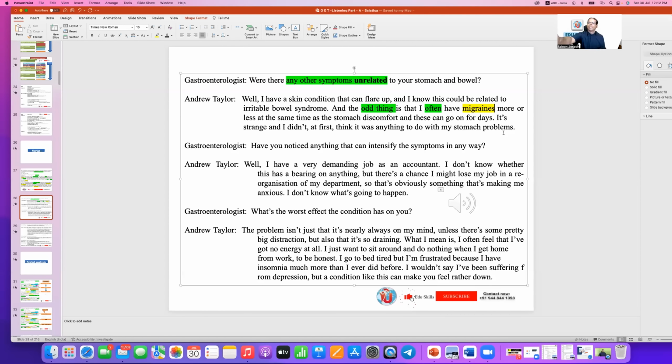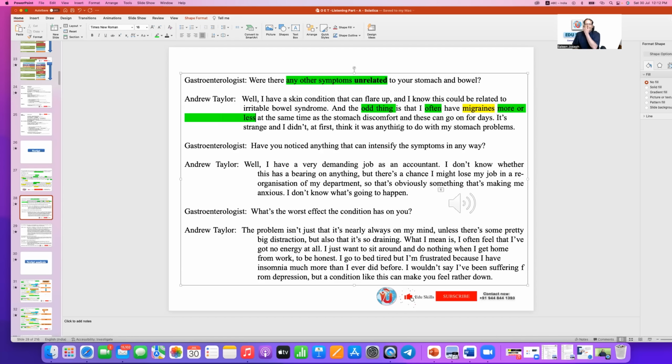Stomach problems. Father. Yeah. There is a scale more or less. More or less at the same time as the stomach discomfort, and these can go on for days. Yeah, migraines more or less the same time. It's again speaking about migraines, right? It's concerned with migraines. So often you have more or less in between, the answer is stopped and telling you this is the answer.